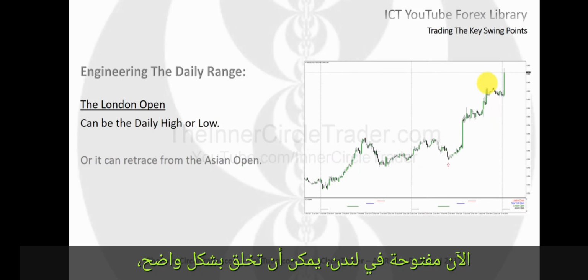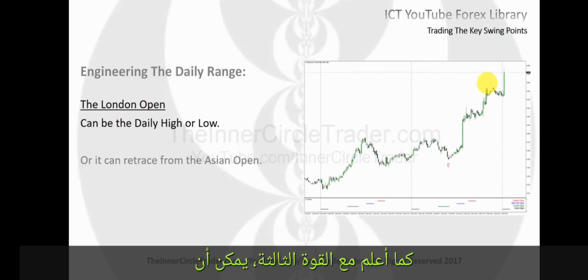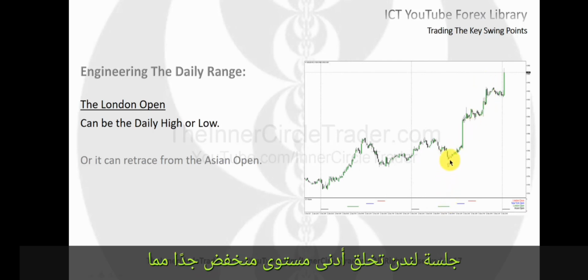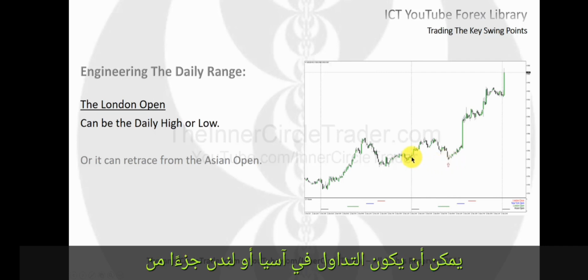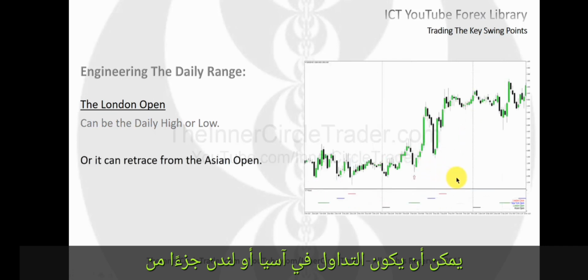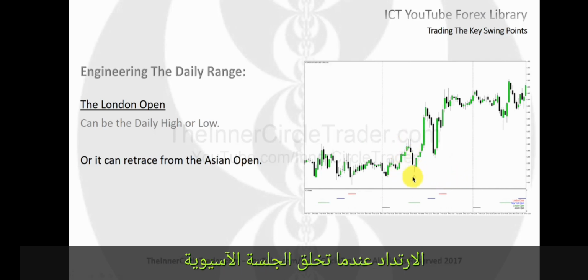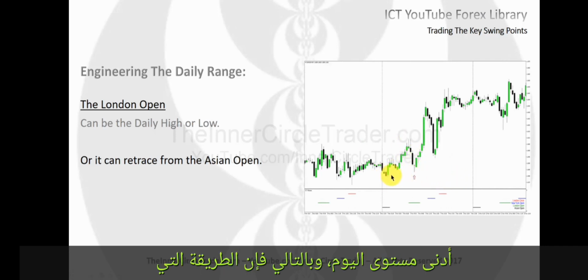Now, London Open, as I teach with Power 3, can create the low or high of the day. In this example, you can see the London session creates the very low, lower than it was at the beginning of the trading in Asia. Or London can be part of a retracement when the Asian session creates the low of the day.